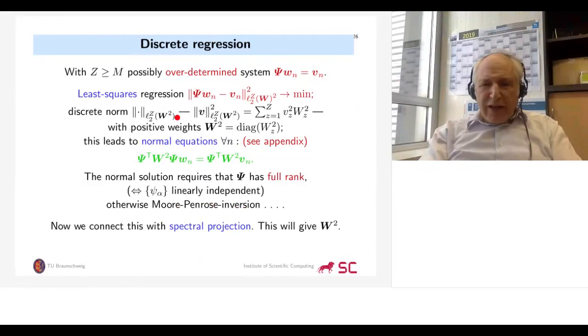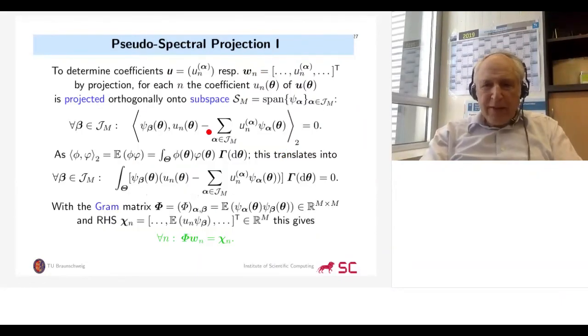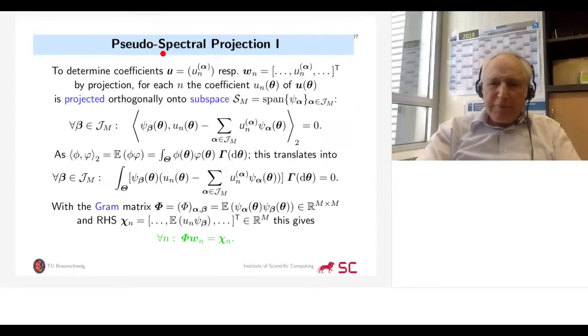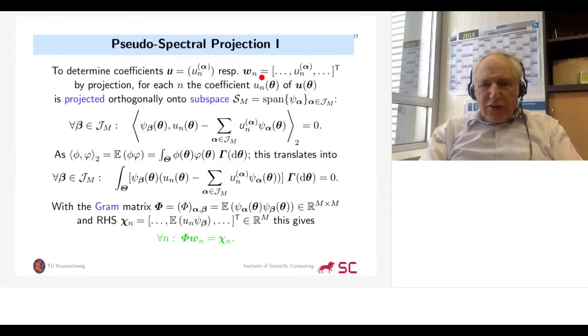So now we want to connect this to discrete regression. This had nothing to do with our problem of spectral projection, and this will give us what weights to choose here. So we look at this spectral projection. It's called pseudo-spectral projection because it's done numerically. Each of these coefficients of U theta can be computed by projecting orthogonally onto this subspace. So we write it like this: Psi beta times this here. This is the difference between what I want to approximate and my approximation, and we want this to be orthogonal. So this is the orthogonal projection.